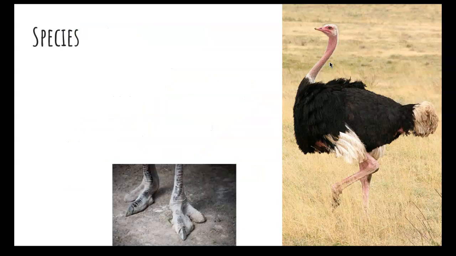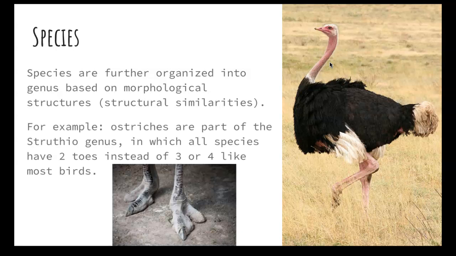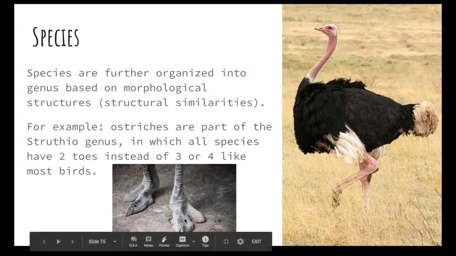So when we're talking about a species, how do we decide what is a species? The species is always based on the structural similarities that they have, so morphological structures. So for example, an ostrich, which is a bird, is in the Struthio genus, and all of them have 2 toes instead of 3 or 4. So that is what groups them into the genus that they're in.